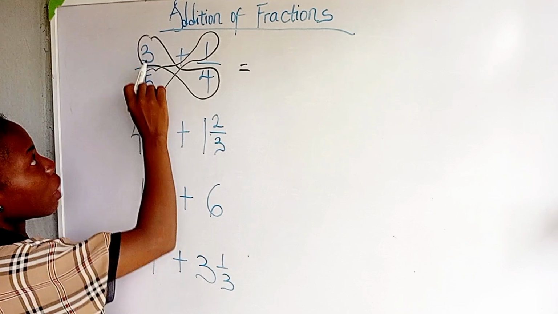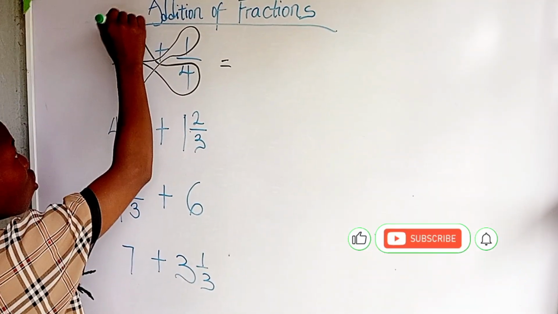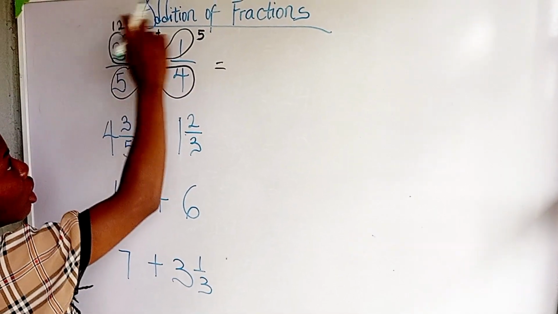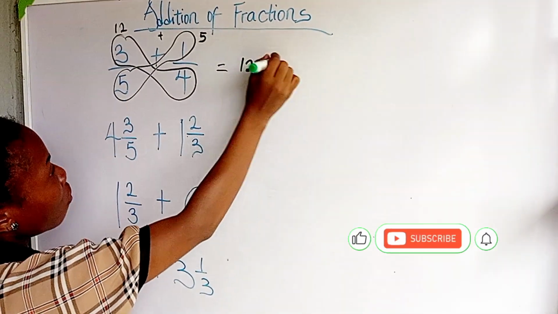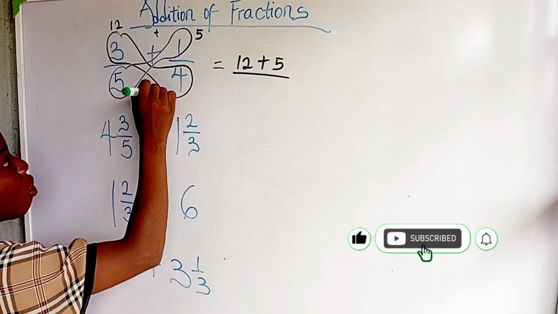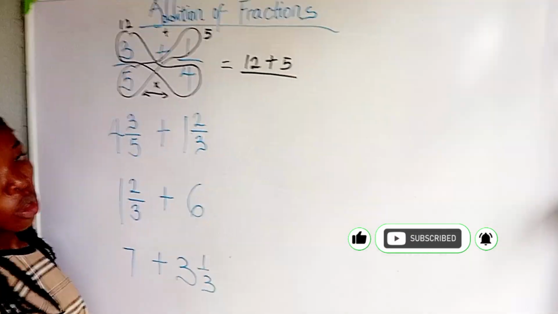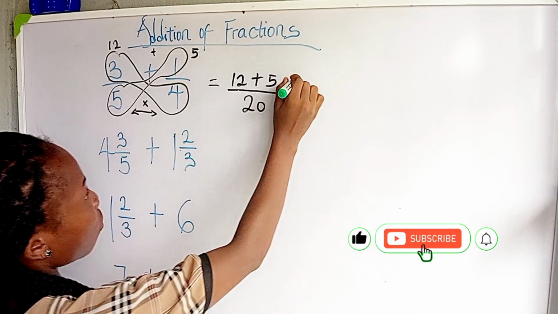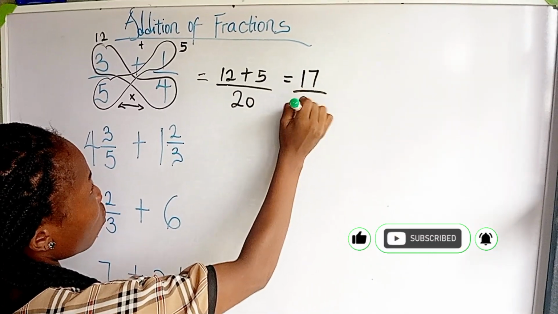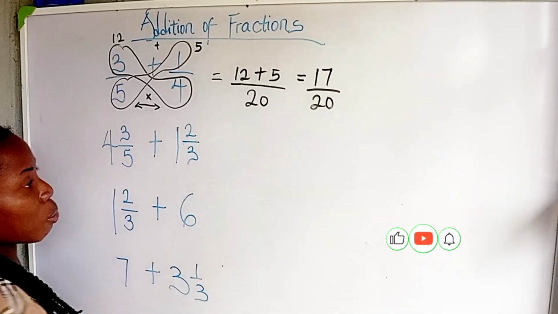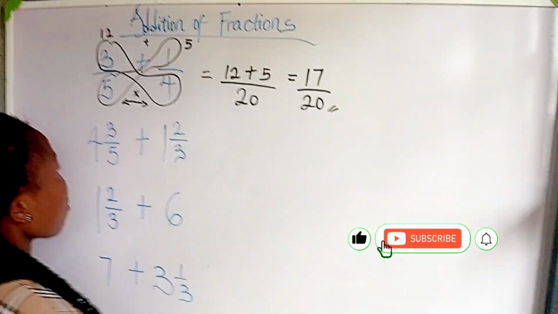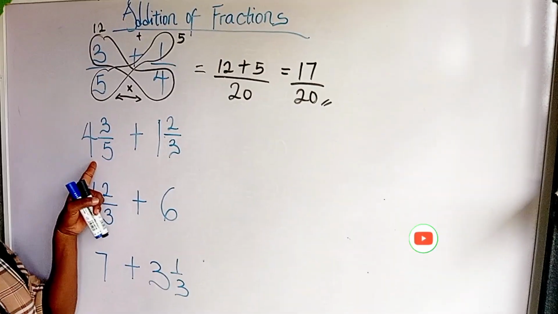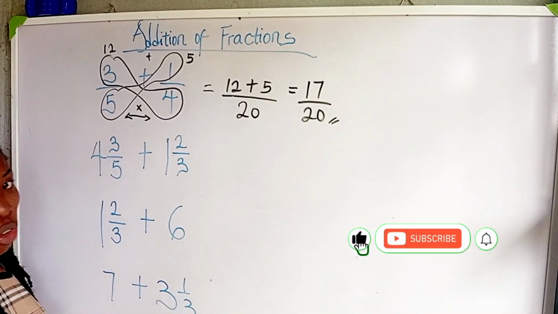We are going to multiply 3 times 4, which is 12, and 5 times 1, which is 5. You add it together, so 12 plus 5, all over the product of the denominators. You multiply the denominators: 5 times 4 will give you 20. So 12 plus 5 is 17 over 20. It cannot be simplified further. So that's the answer.